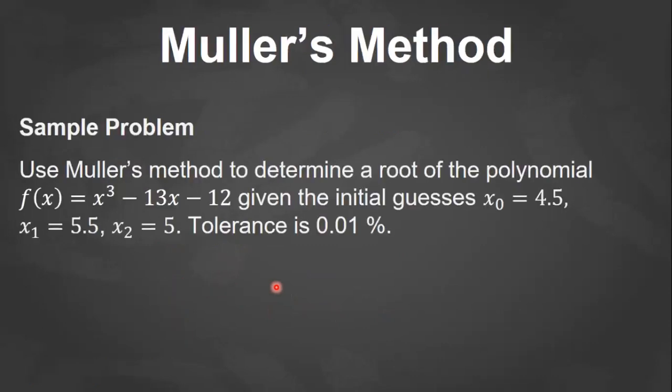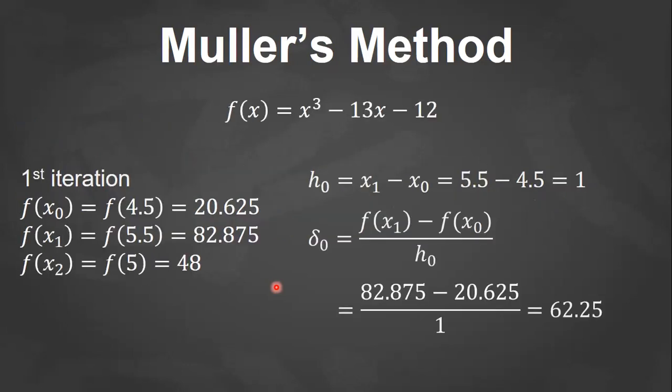So let's try this one. Use Muller's method to determine a root of the polynomial f of x equal to x cubed minus 13x minus 12, given the initial guesses x sub 0 equal to 4.5, x sub 1 equal to 5.5, and x sub 2 equal to 5. Tolerance is 0.01%. Okay, so naa na ito ang polynomial. So let's have our first iteration.